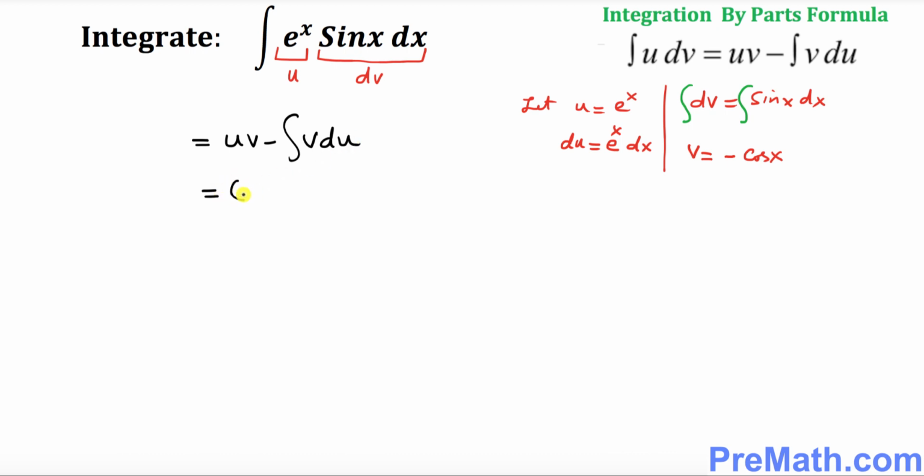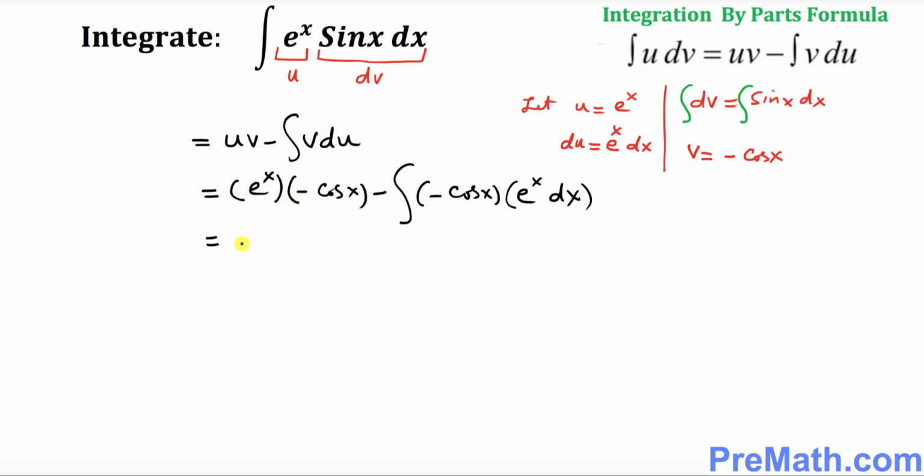So our u is simply e power x times v, which is negative cosine of x, minus the integral of v, which is negative cosine of x, times du. Du is simply e power x dx. So far so good, piece of cake. So let's go ahead and simplify this one out.